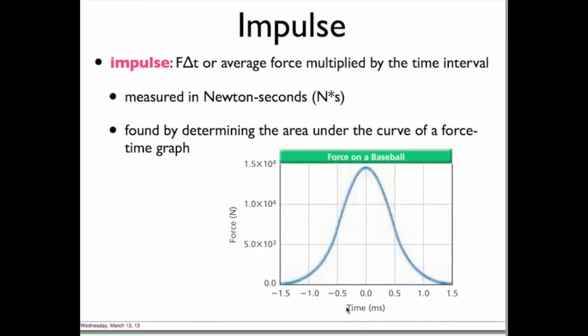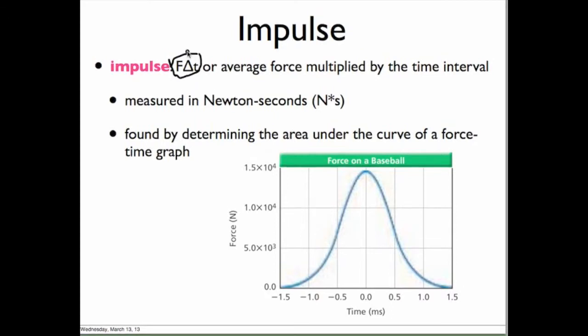One of the important key concepts in this chapter is impulse. Impulse is your force multiplied by your time. Impulse is measured in newtons per second, and we're going to be able to figure out the impulse of a baseball or a car or any sort of crash. This will be kind of important, but you just need to know that impulse is equal to force times the time.